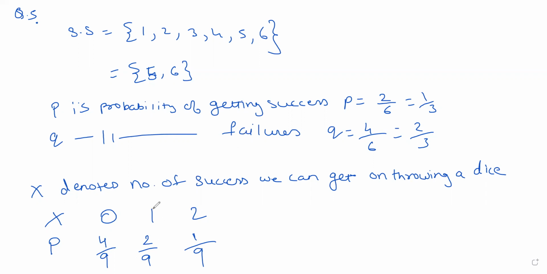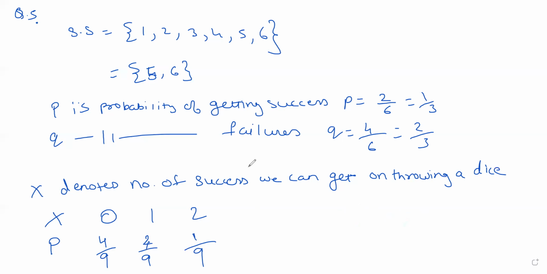Achha, this 1 success is at least on one dice. So you may get a number greater than 4 on one dice in 2 by 9 and on the other dice in 2 by 9. So you can add them. This will become 4 by 9. Now this is the probability distribution of question number 5.